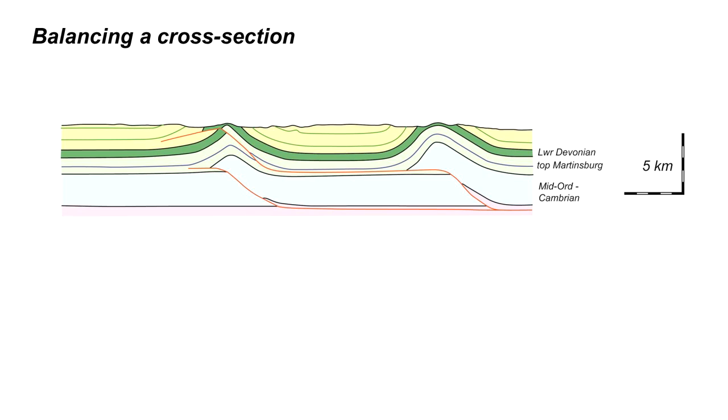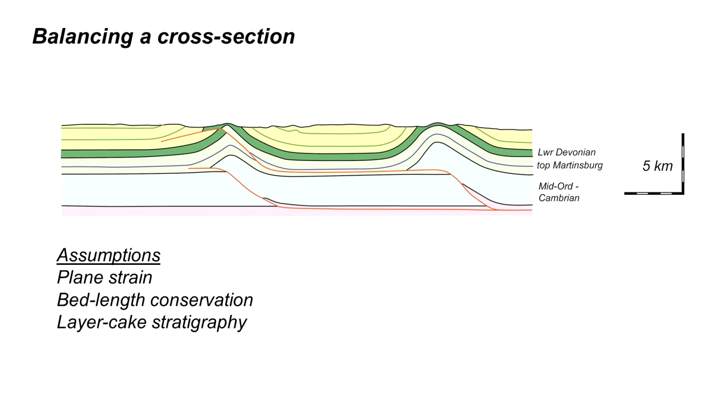But what are the assumptions behind balancing the cross-section? Well, we're going to assume plane strain. In other words, all the displacements and deformation occur within the plane of the cross-section. And we'll also assume that the bed length is conserved from the deformed to the undeformed state. Finally, we'll assume that the stratigraphy onto which we'll make our restoration is layer cake. In other words, it keeps constant thickness across this area of interest.